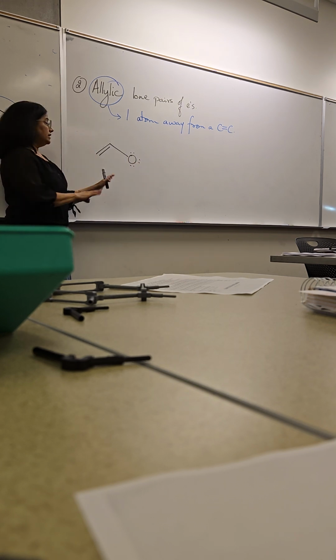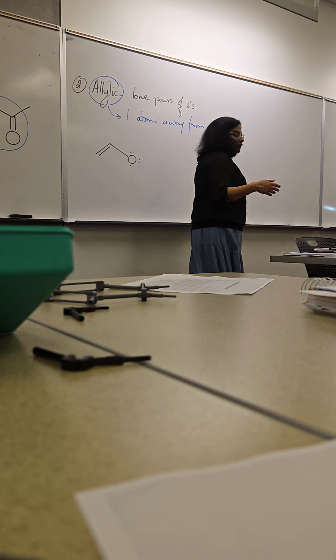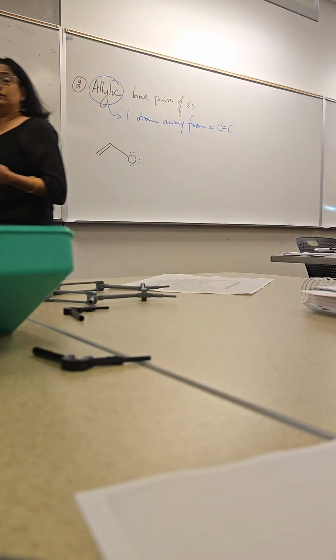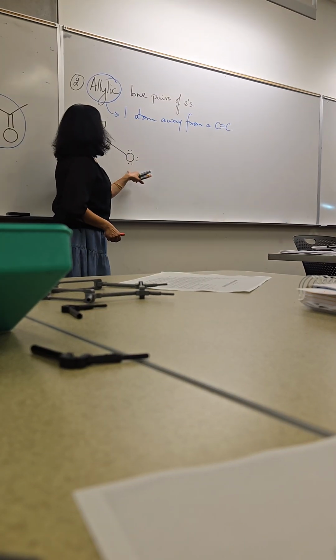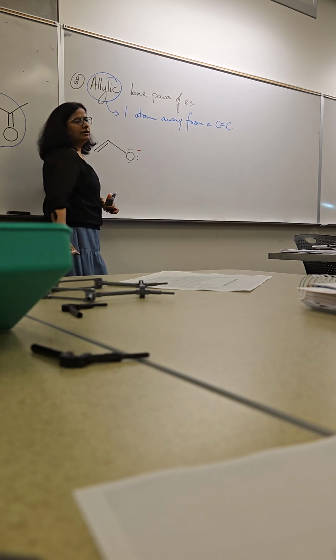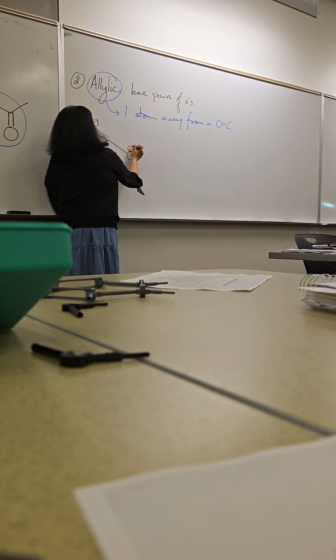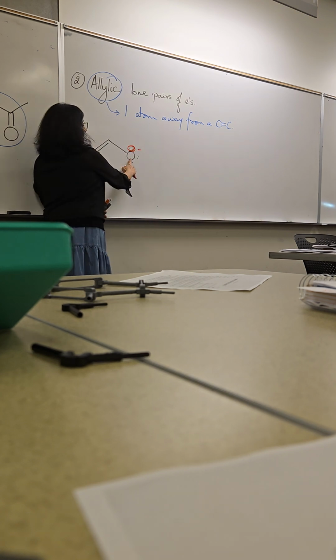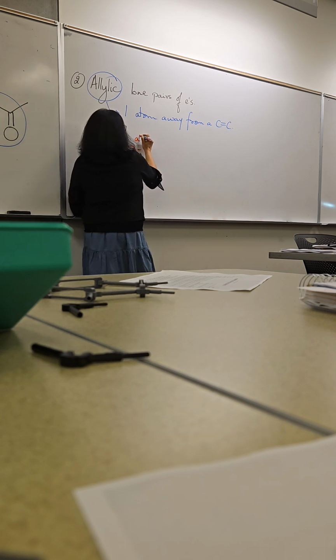Should there be charges here? Do you guys agree? O should have a minus charge, absolutely. Calculating formal charges, there are shortcuts to that which we talked about on Monday. Noticing that oxygen is making one bond and has 3 lone pairs, that means this has to be negative. But anyways, allylic lone pairs, meaning a lone pair of electrons that is one atom away from a double bond. So these electrons are allylic lone pairs.